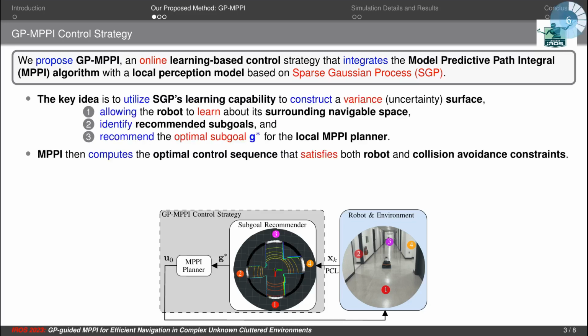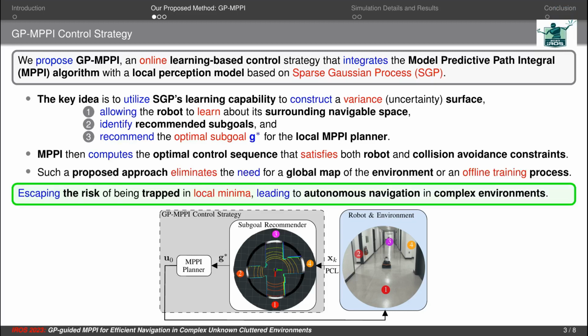The key idea here is to utilize the learning capabilities of SGP to construct a variance surface, which allows the robot to learn about its surrounding navigable space, then identify the recommended sub-goals, and finally recommend the optimal sub-goal for the local planner. Then MPPI computes the optimal control sequence that satisfies both the robot and the collision avoidance constraints. Such a proposed approach eliminates the need for the global map or the offline training phase as in RL techniques, while escaping the risk of being trapped in local minima, leading the robot to navigate in complex environments.